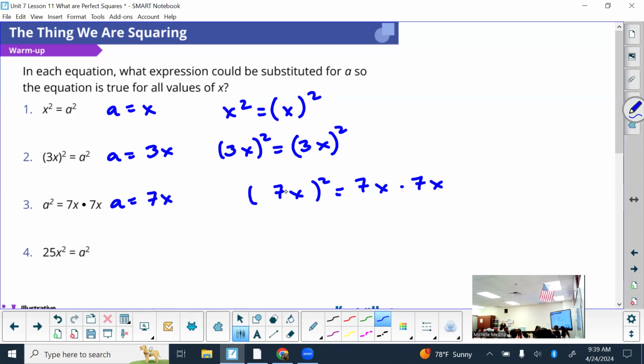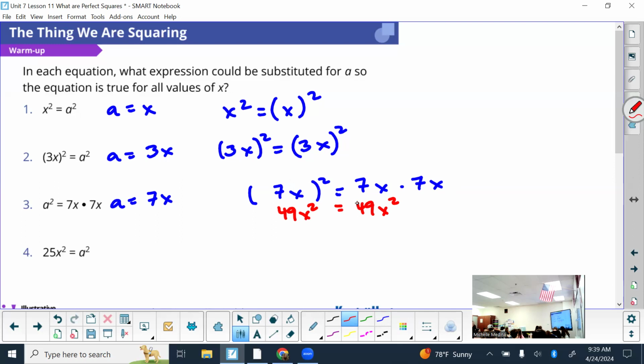and if I simplified it, it would give me the same answer. But exponents tell you to multiply the base by itself that many times, right? So this is like the expanded form of this. All right, but if you did solve it, 7x times 7x is 49x squared. If you simplify both sides, you would get the same answer. So they are equivalent, and A is 7x.